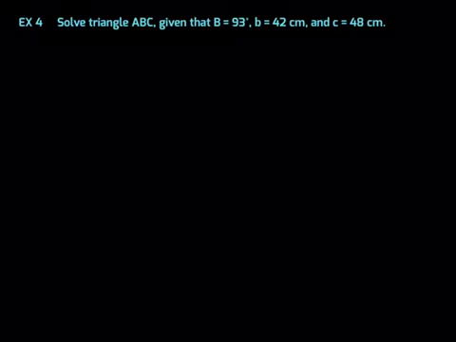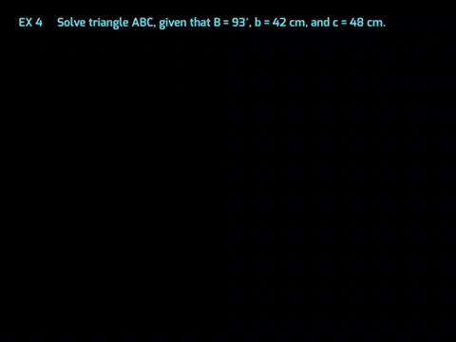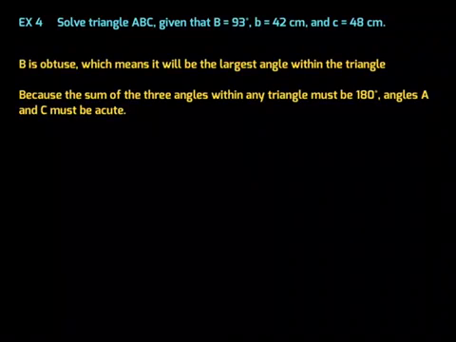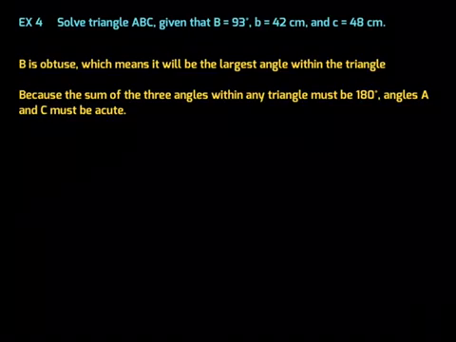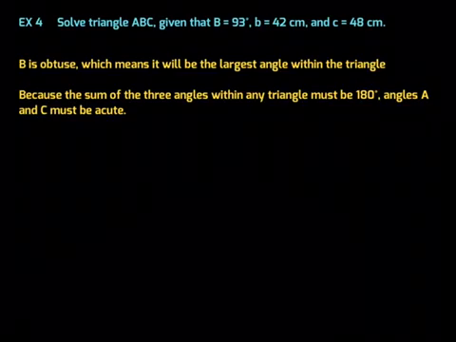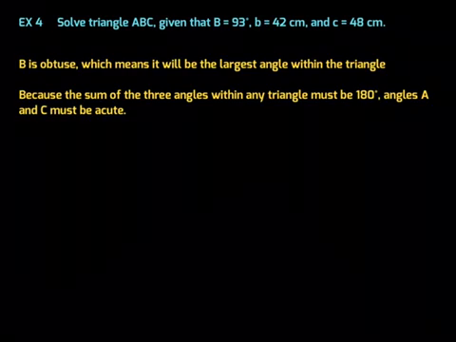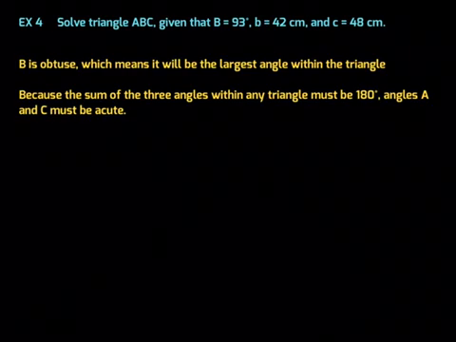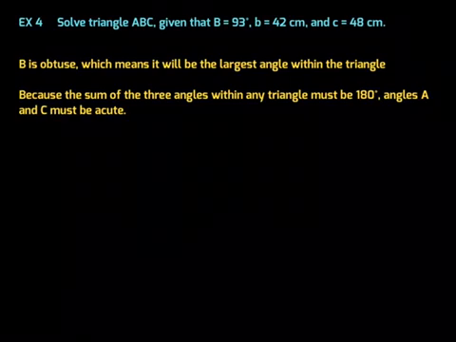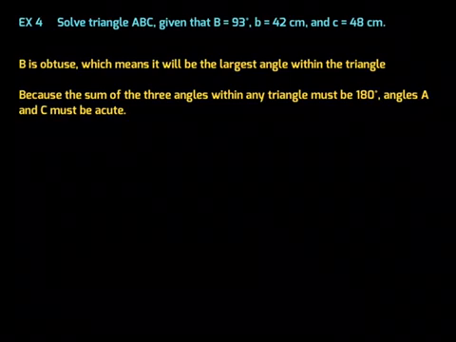Because the sum of the three angles within any triangle must be 180 degrees, that forces angles A and C to be acute. So B is obtuse, which means it's the largest angle, and that forces angles A and C to be acute. If B is the largest angle, the side opposite angle B, side B, must be the largest side.